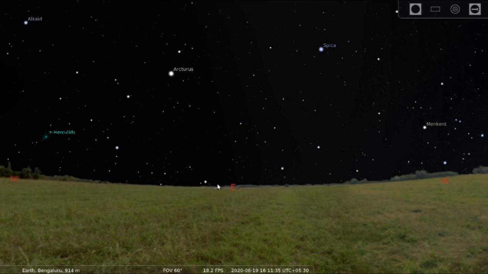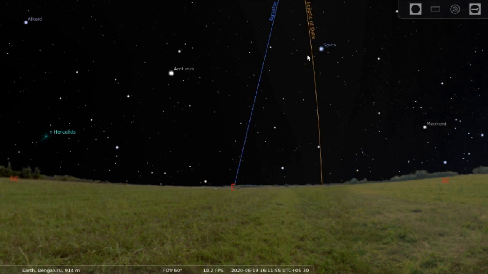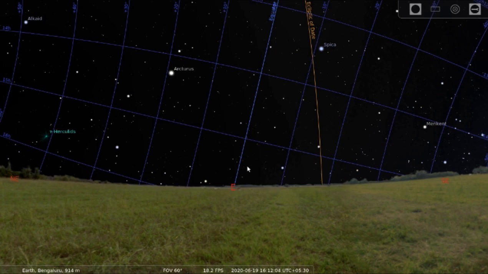So to find the positions, the first thing we will do is put the celestial equator. You are able to see that blue line, which is the celestial equator. Then I will also put the ecliptic, which is basically the path of the sun. Okay. Now I will enable the equatorial coordinate system. So you are able to see the equatorial coordinate system.